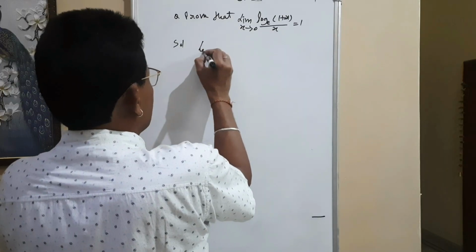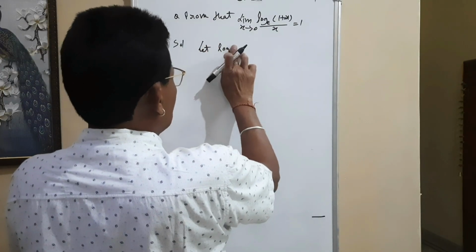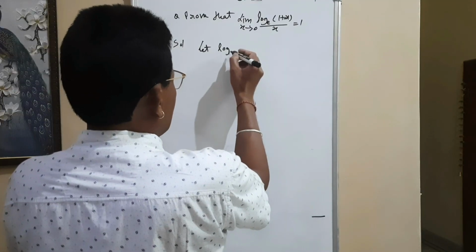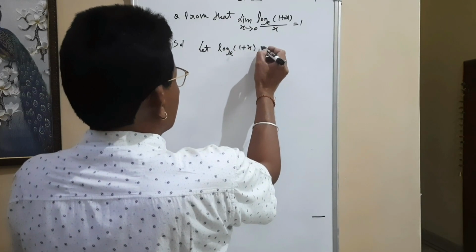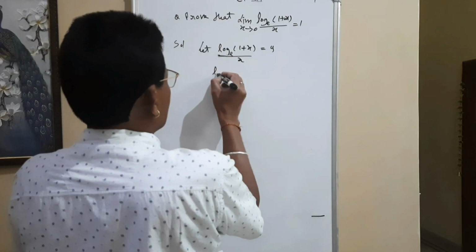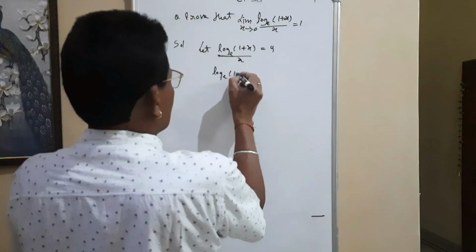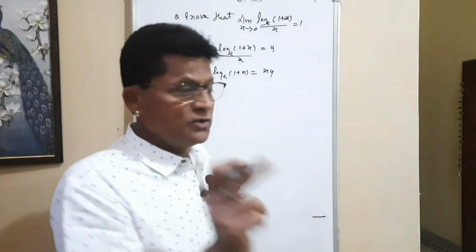How will you get it? I will tell you in the very simplest way. Assume log base e of (1 plus x) upon x equals y. Taking the cross multiplication, log at base e of (1 plus x) will be equal to xy. My dear student, I will tell you one thing.